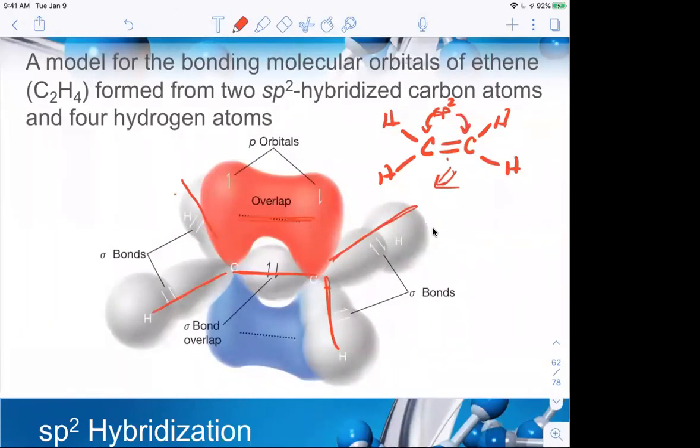This is sp2 hybridized. It's trigonal planar.